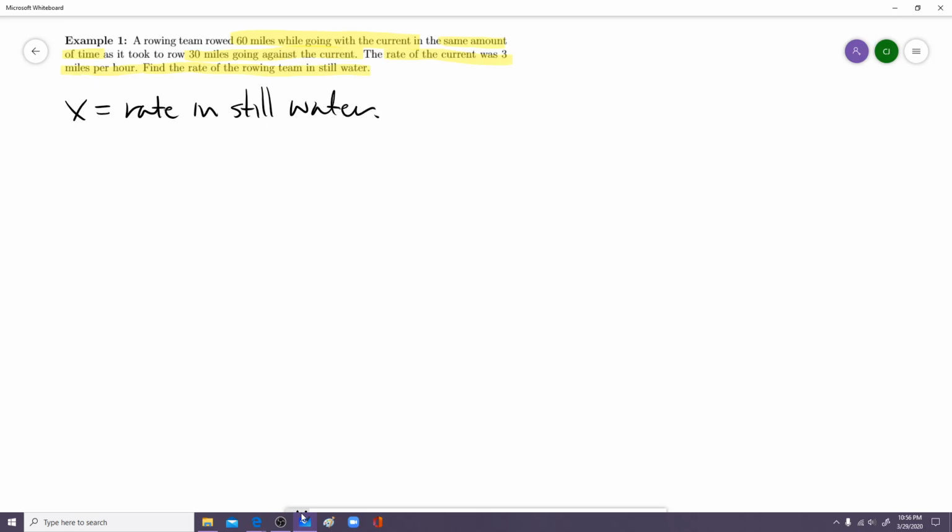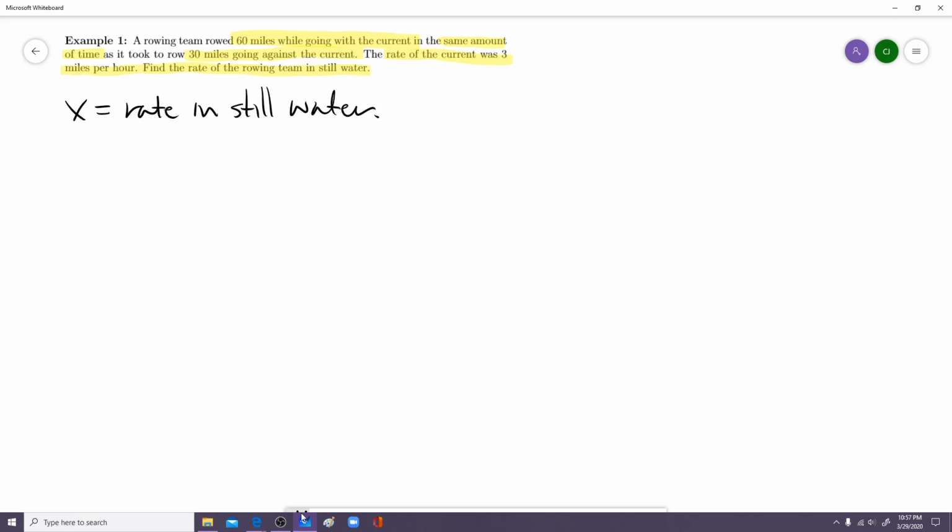Right? So now, looking at the title, we already know that it's a distance, rate, or time problem. But how do we know that? For example, if we weren't given the topic, how do I know? It's because I'm given a distance. We have 60 miles, we have 30 miles, and then we have a rate. Technically what we don't know is the time, but we kind of know because it's the same amount. So how do I set this up? How do I find the rate in still water?